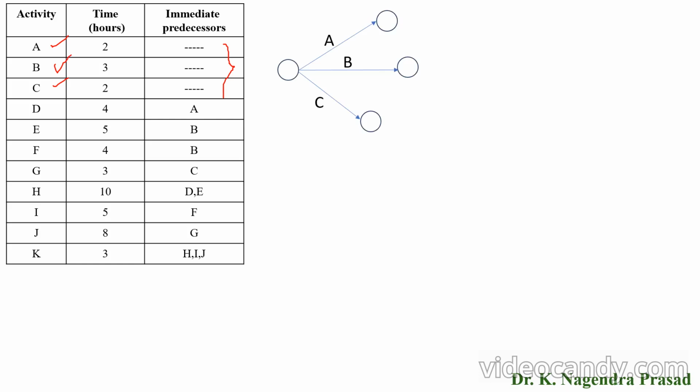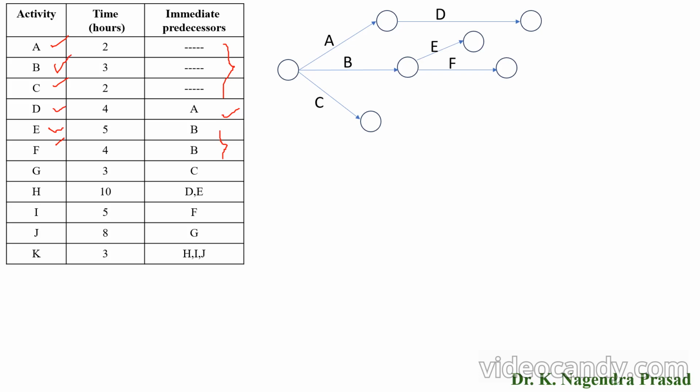Next, I have to look for the activity D. For activity D, A is the immediate predecessor, which means after completion of A, activity D will start. Let's draw the activity D after completion of the activity A. Next, I have to look for the activities E and F. For activities E and F, B is the immediate predecessor, which means after completion of B, activities E and F will start. So let's draw the activities E and F after completion of B.